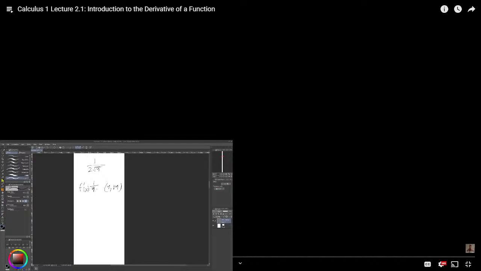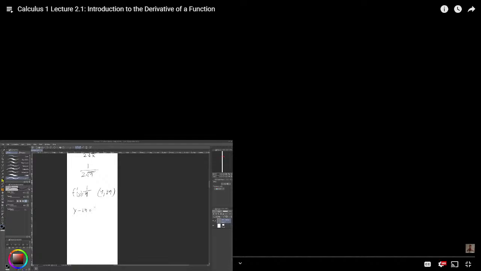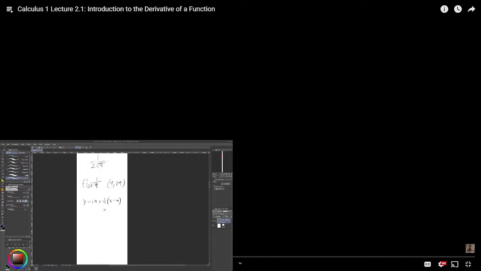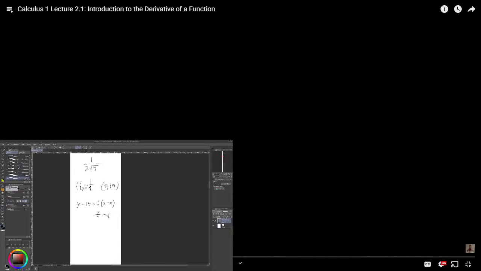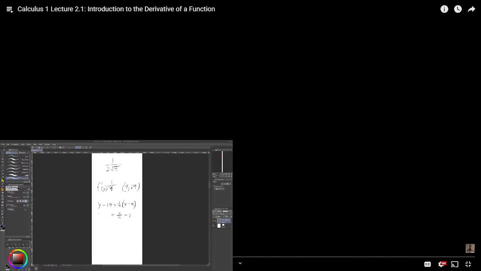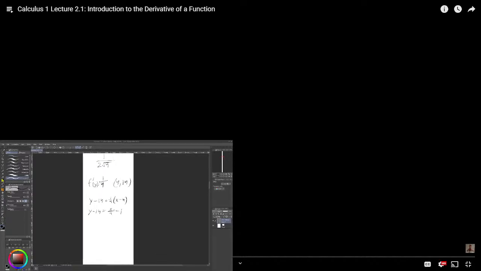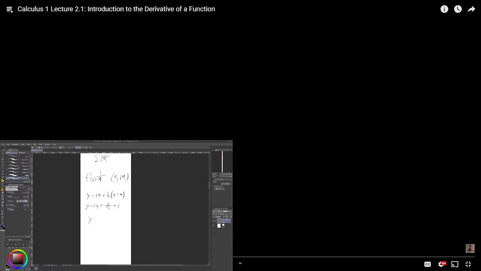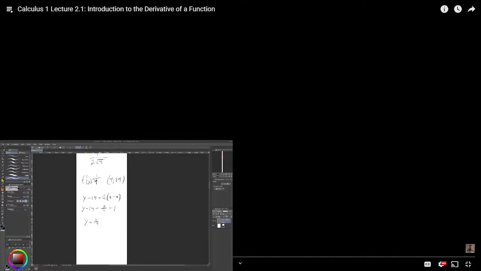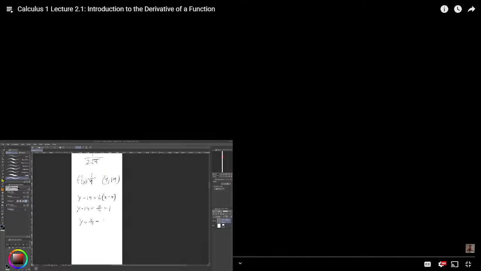So we know the slope for this point. So plug this in the point slope. y minus 14 equals 1/4 times x minus 4. x over 4 minus 1 equals y minus 14. x over 4 minus 13, or no, plus 13.